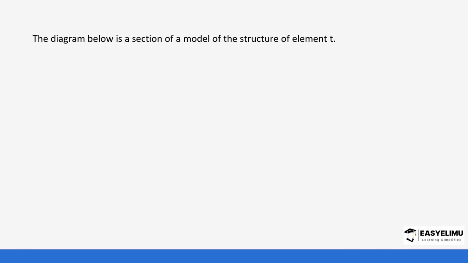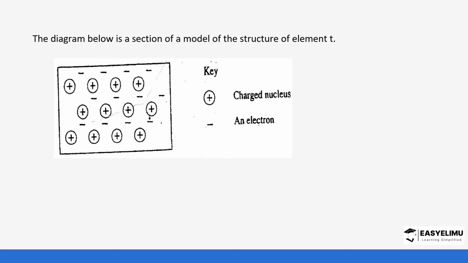Another question: a diagram below is a section of a model of the structure of element T. So you can see element T, that is metallic bonding. State the type of bonding that exists in T. So this is metallic bonding.